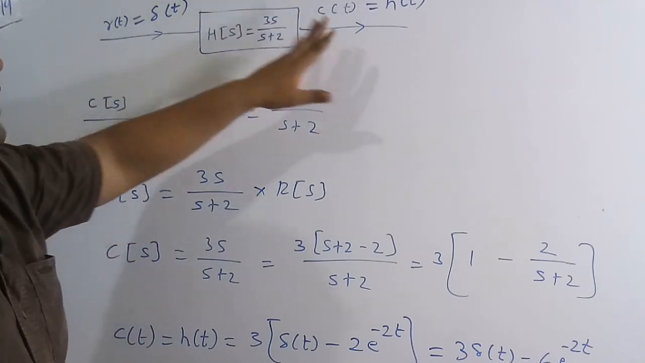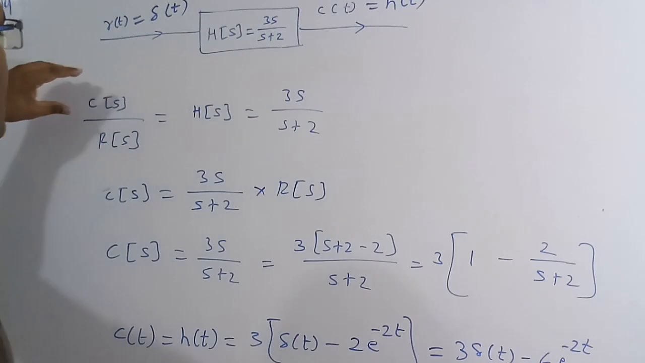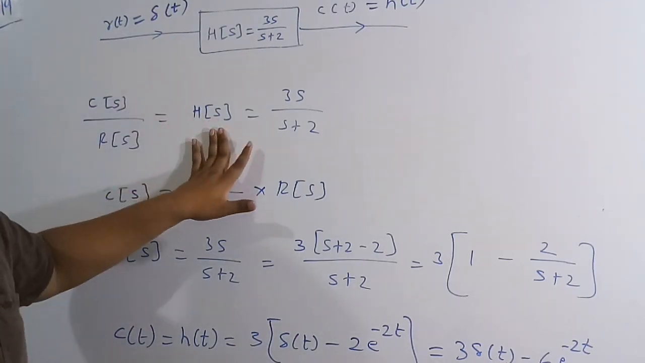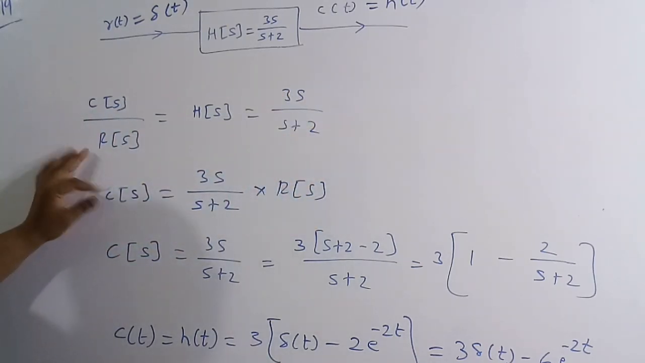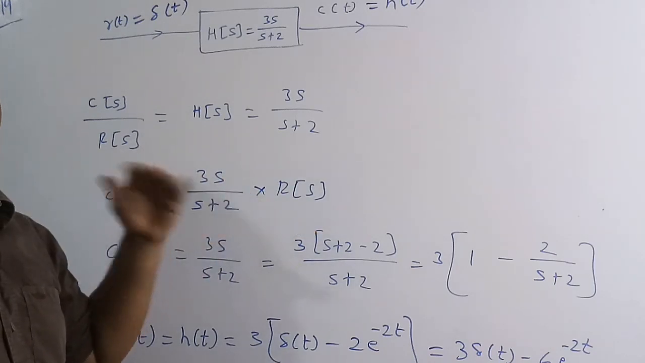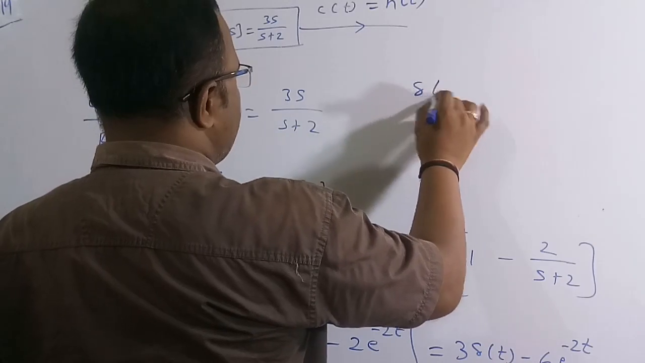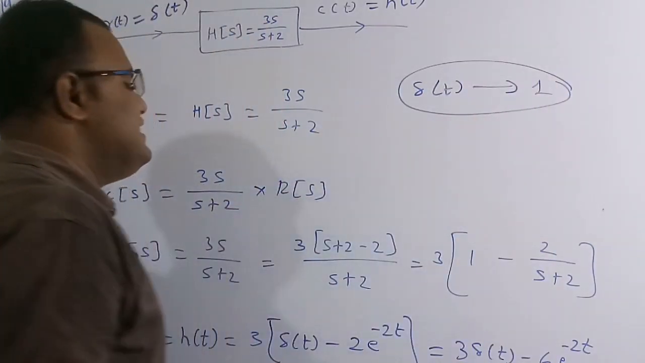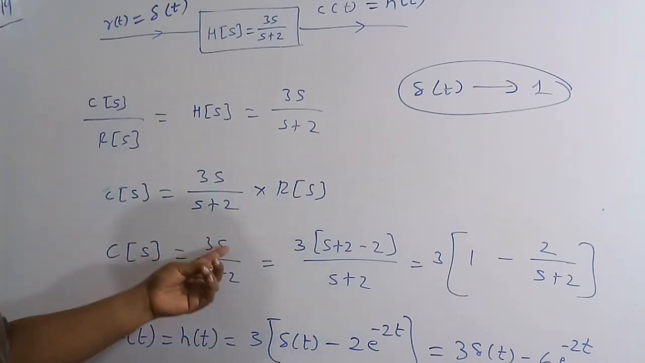Here the Laplace transform of output by the Laplace transform of input is equal to the transfer function. So therefore c of s by r of s is equal to h of s. In the question they have given h of s is equal to 3s by s plus 2. So here c of s is equal to, taking r of s to the right side, 3s by s plus 2 into r of s. The Laplace transform of delta of t is 1. So in place of r of s I am going to substitute 1. So therefore 3s by s plus 2.